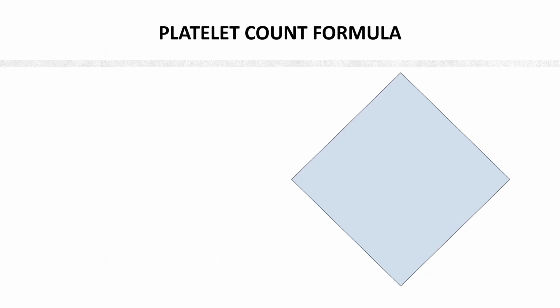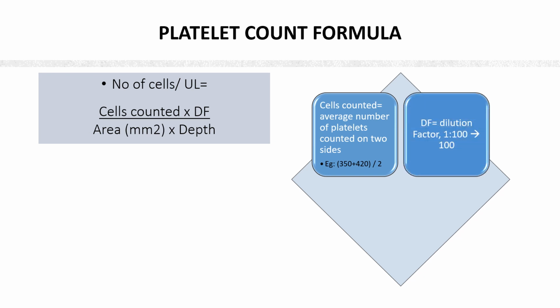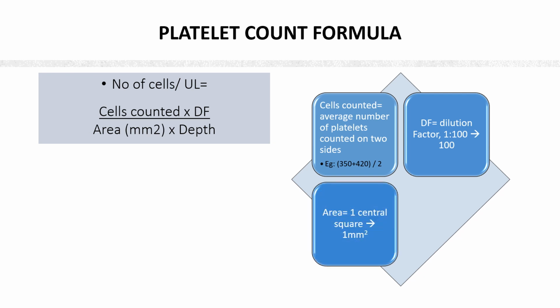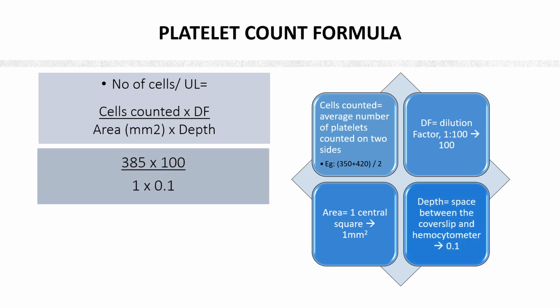The same general formula is used for platelet count. The cells counted are the average number of platelets counted on 2 sides. Values of 350 and 420 are given for this example. If 1:100 dilution is made, then 100 will be the dilution factor. Since only 1 central square was used with 1 square millimeter area, then 1 will be the area used for computation. And the depth still remains at 0.1.